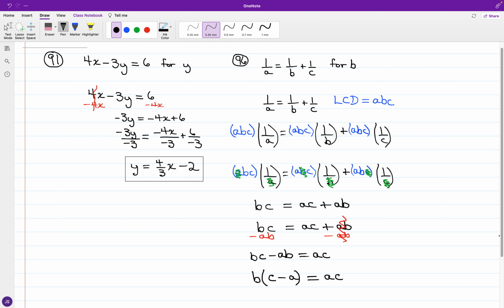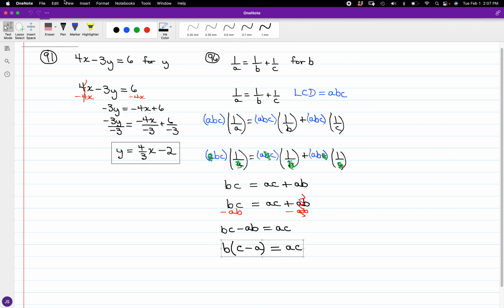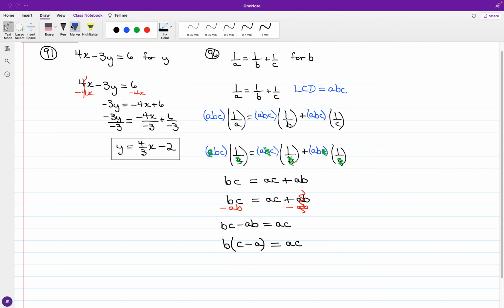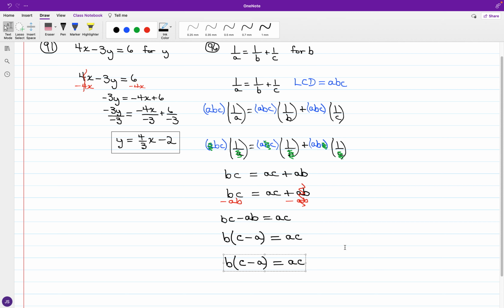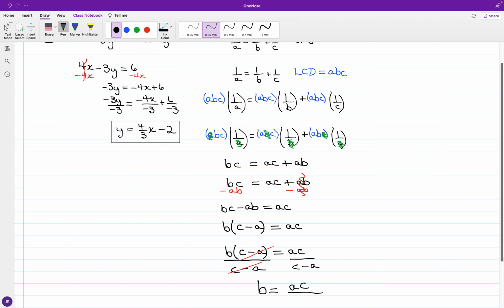is equal to AC. And now, looking at having B by itself, if I divide everything out by C minus A, we have C minus A to go out on the left, and so solving this equation in terms of B, we have that B is equal to A times C all over C minus A.